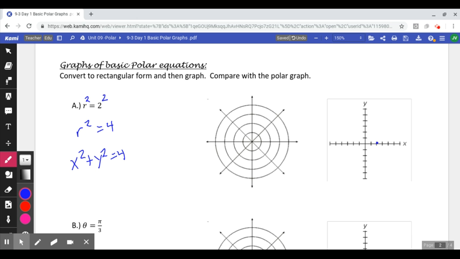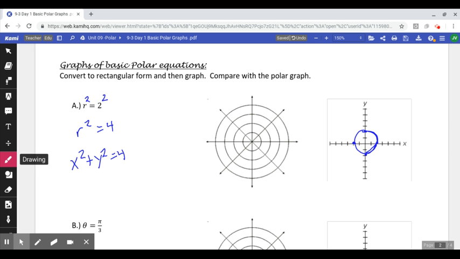So I can plot a few points right over here and right here. And draw kind of a circle. There we go. Looks a little circlish. What I'll do now is I'll go through how you can graph this actually in polar form.